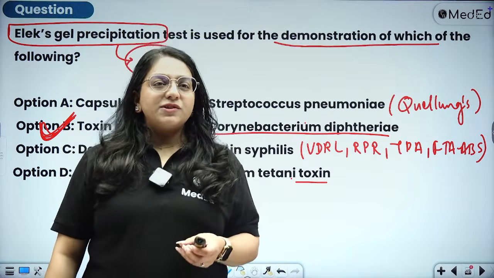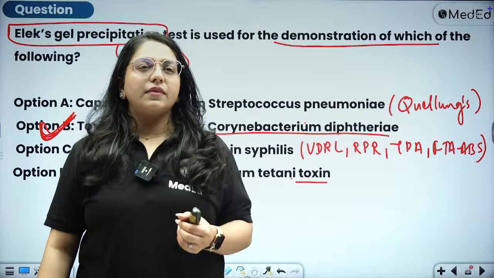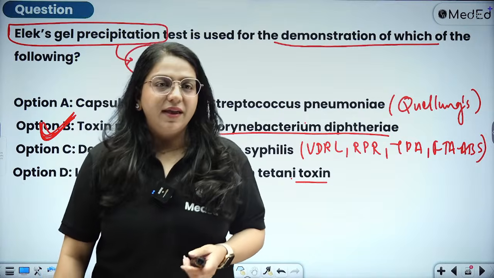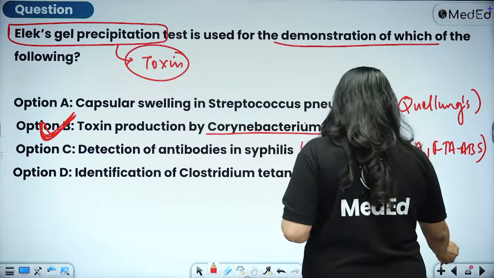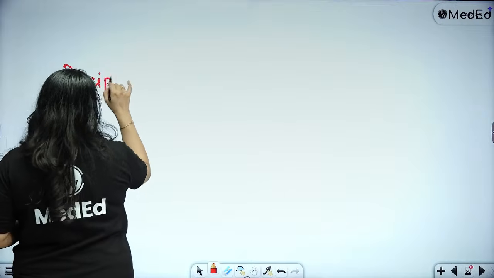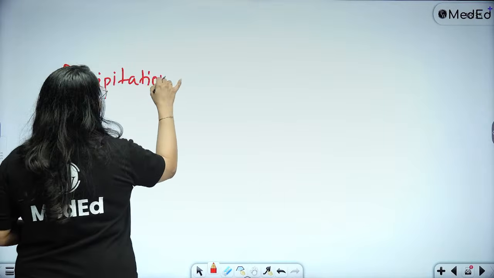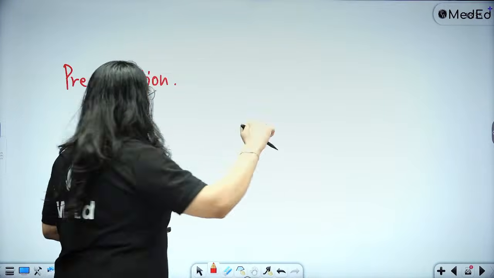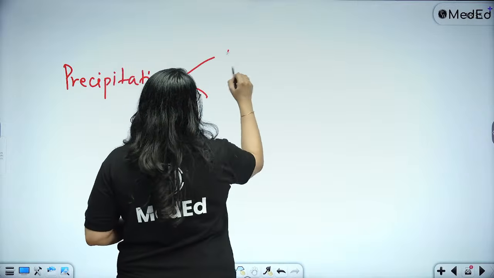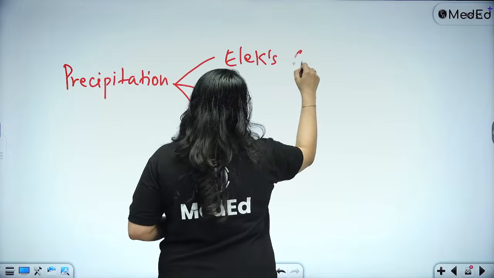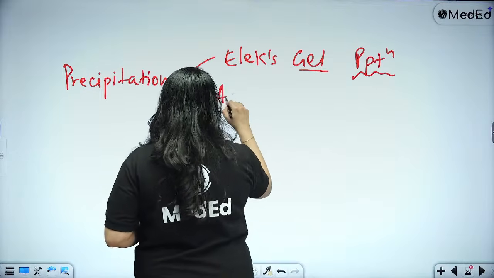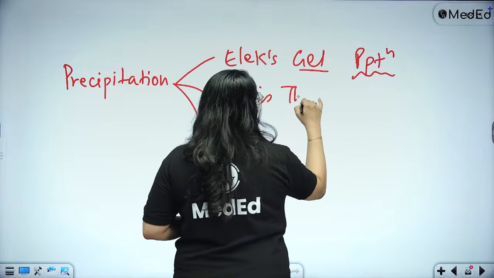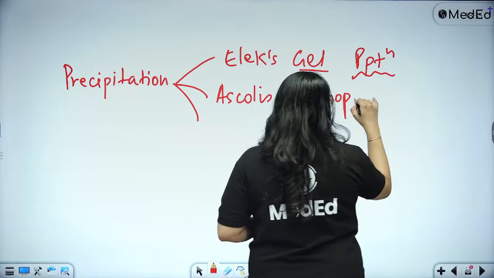Single, double dimension. Names. Fine, I'll tell you. Whenever you are talking about precipitation, there are only 3 tests you have to remember. Only 3 tests you have to remember. Elek's gel precipitation, name itself is precipitation. Ascoli's thermoprecipitin.